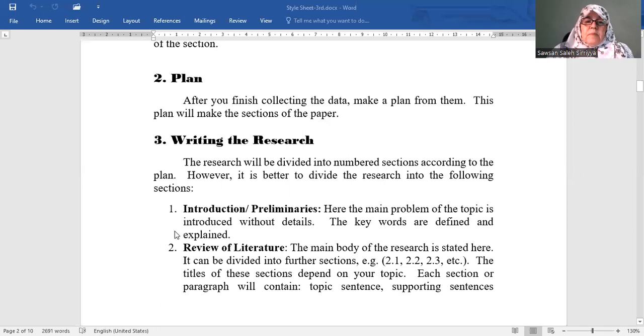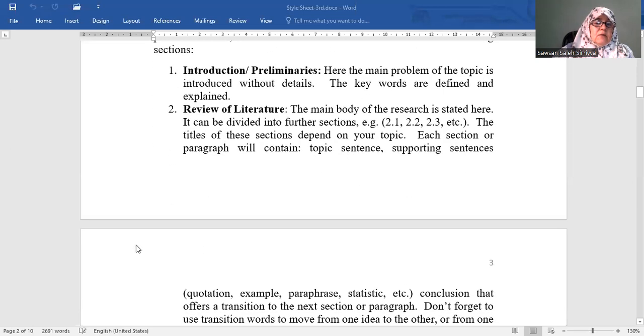Now, you finish your plan, you rearrange, you start writing the research. Now, the research will be divided into numbered sections according to the plan. However, it is better to divide the research into the following sections. The first section will be an introduction. We also call it preliminaries.